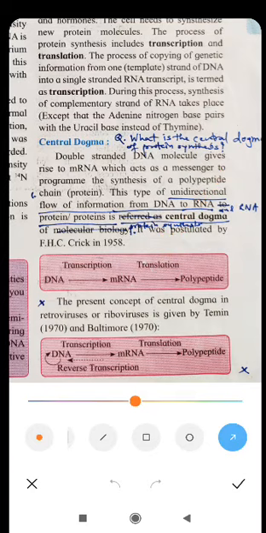So only this much you have to give in your answer, or there can be a diagram: sketch and label the diagram showing central dogma of protein synthesis. In words only you have to draw this diagram using the words DNA, transcription, mRNA, translation, polypeptide.